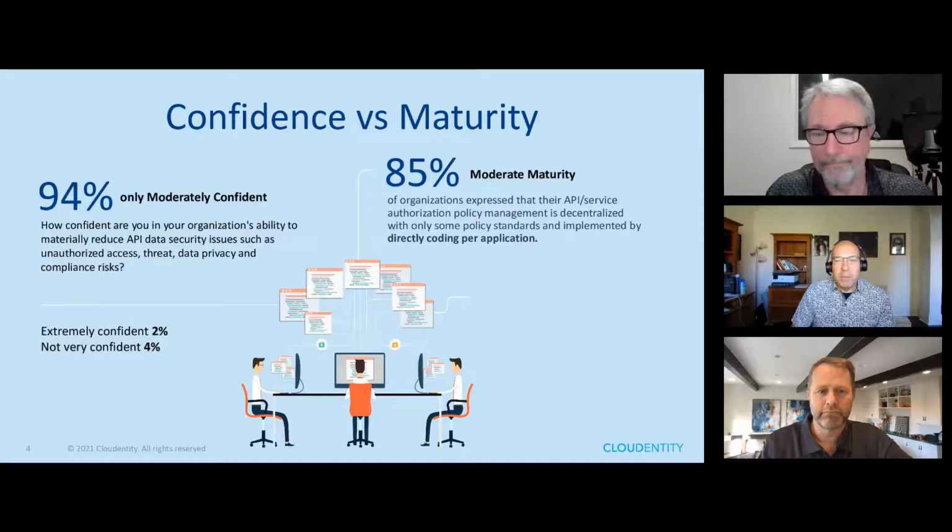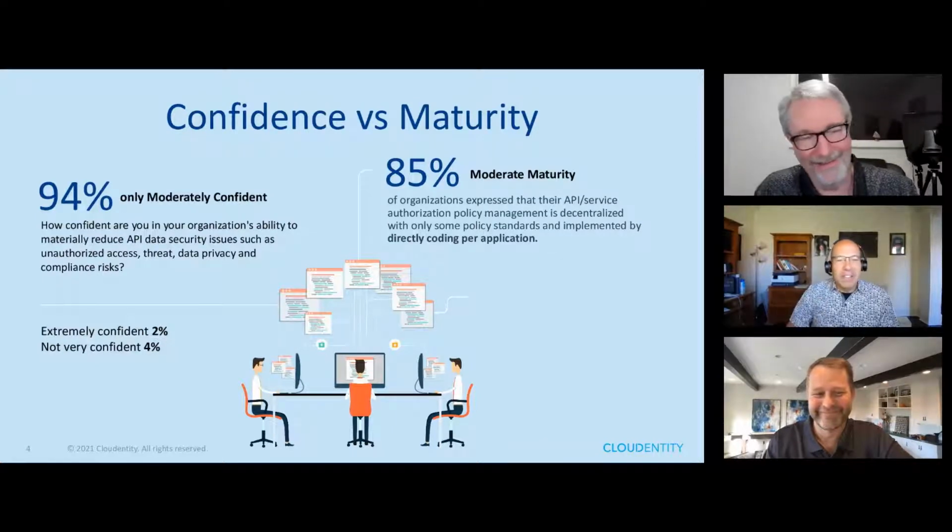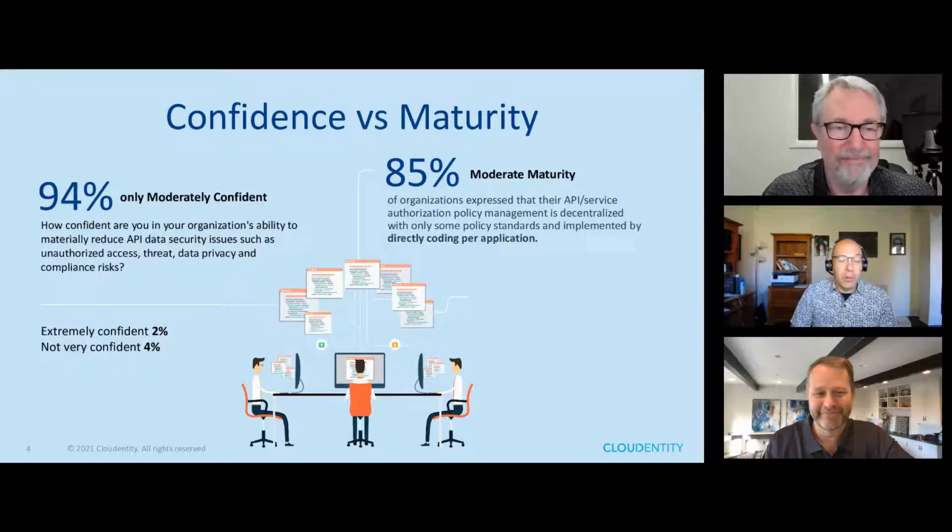It does, and I'm smiling a little bit because I look at some of the survey results, right? 94% only moderately confident. So I kind of look at that and say, well, the people who are extremely confident, we need to give them kudos, right? Because they're probably some of the leaders in the pack. 2%, and the folks who actually raised their hand and admitted that they're not very confident, the 4%, I also give them a gold star because they've stepped up and owned the problem.